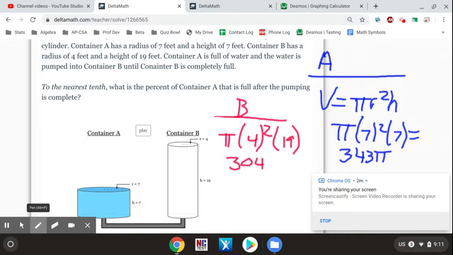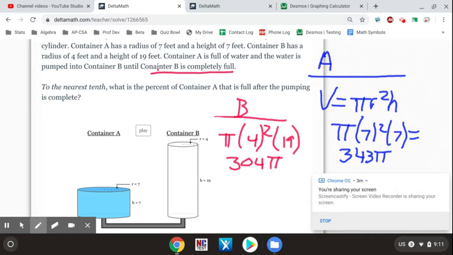Now, once I have the two volumes, it's time to figure out what I'm doing. So they are pumping water from tank A into tank B until B is completely full. You notice when they say B is completely full, they kind of tip you off that the volume for B should be less than the volume for A. So if I had a number bigger than 343 for B, it kind of tips me off that I did something wrong. And it wants to know what percent of container A is still full.